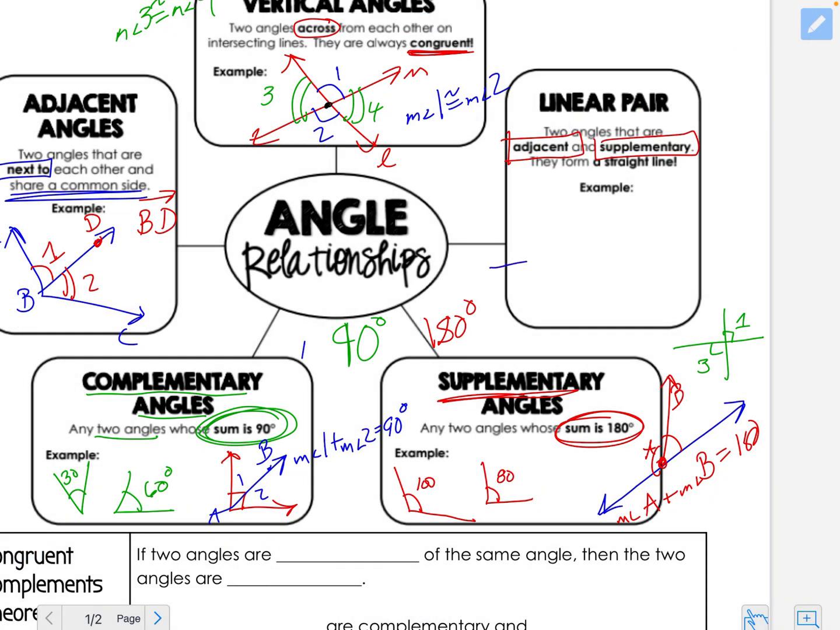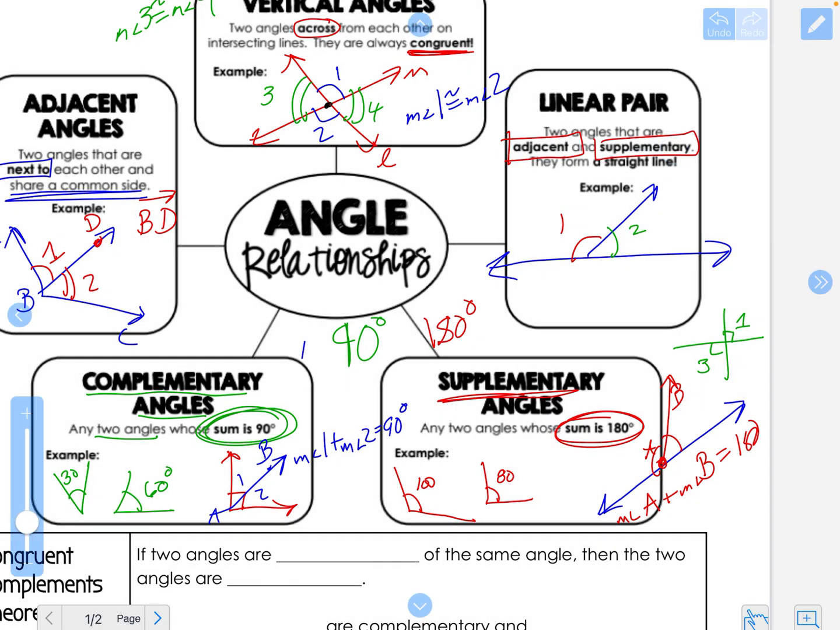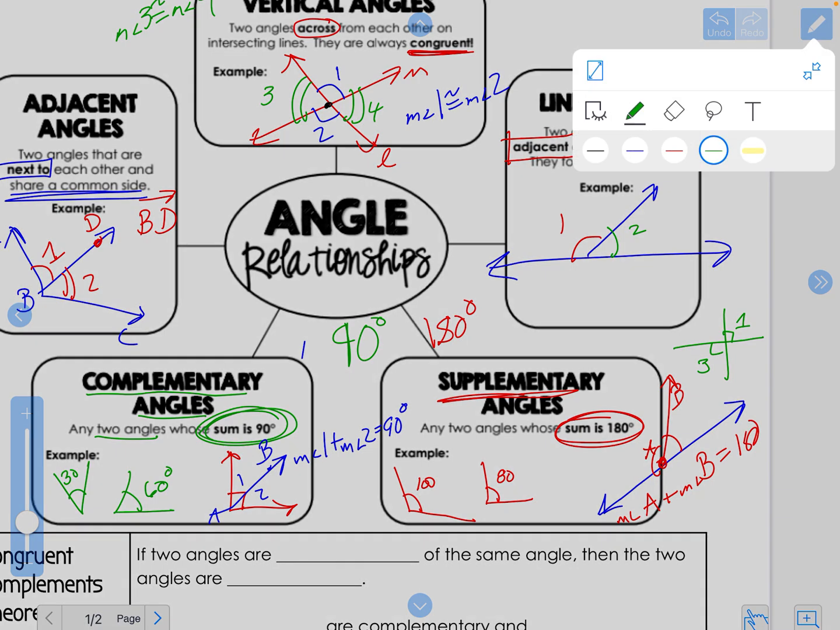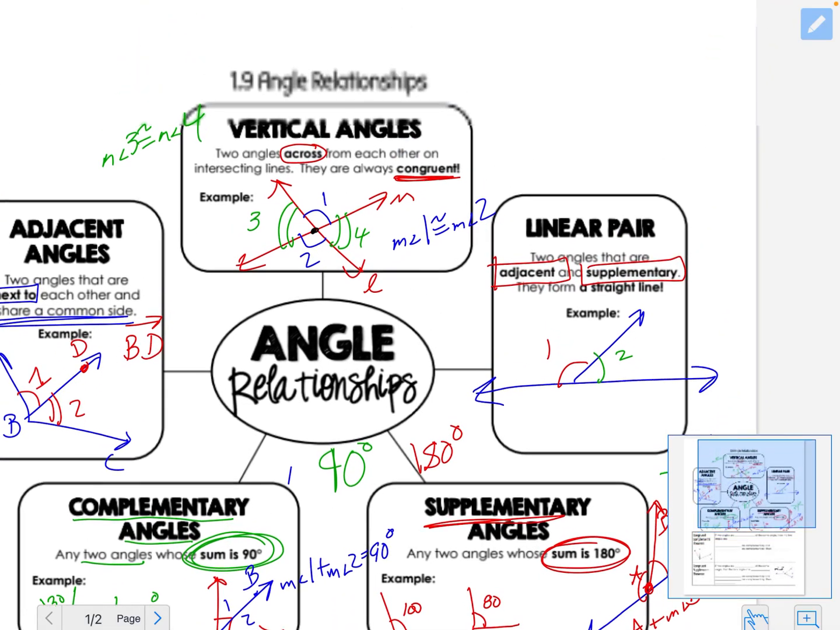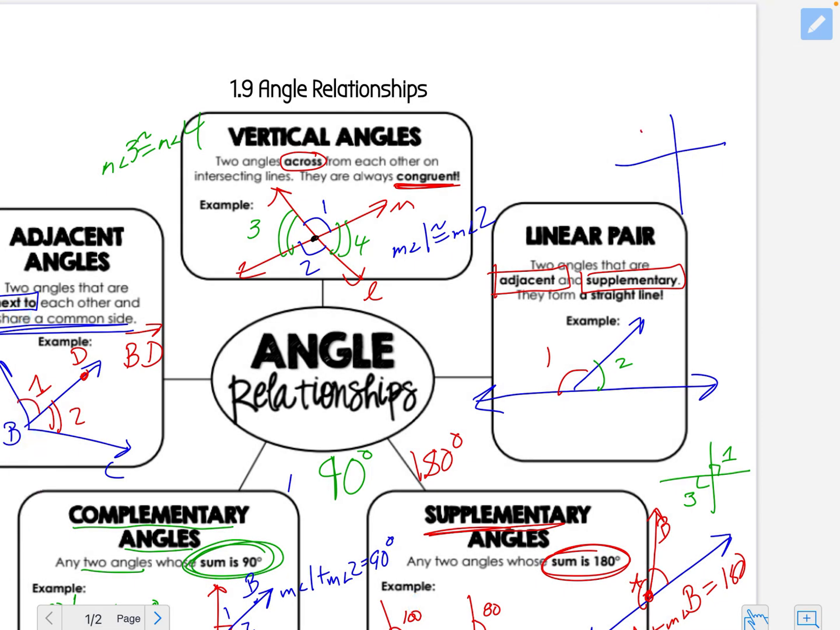Again, a linear pair has to be on a straight line, and they have to share a ray or share a side. So here, angle 1 and angle 2 would be a linear pair, which means they would be next to each other, which means they would be on a straight line. If I go back to my perpendicular line example, for it to be a linear pair, they would have to be angle 1 and angle 2. That's how we would have to have a linear pair. They would have to be next to each other and share that side.